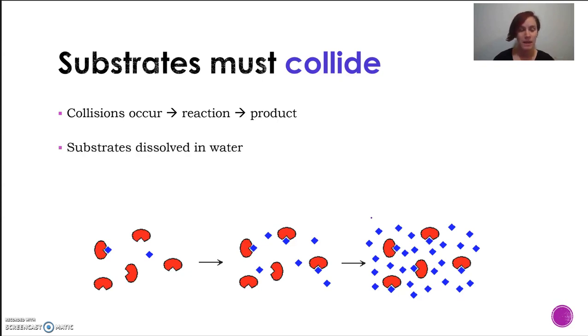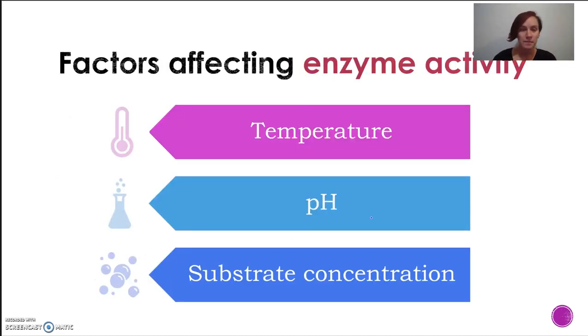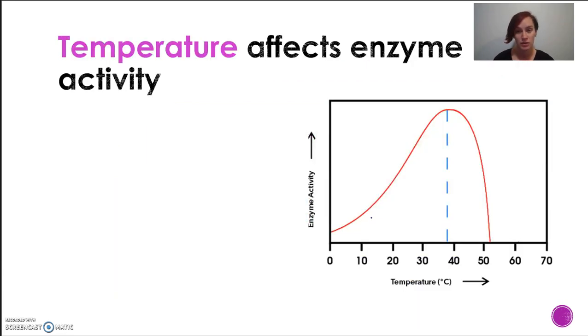Now, substrates are usually dissolved in water, and this both helps and hinders the process, right? It helps them because it gives them mobility to do that movement. However, there's so much space in a liquid for them to move around that, statistically speaking, there's not a lot of chance that they're going to run into an enzyme. So because of that difficulty aligning the substrate and the active site, many things impact the collisions occurring and therefore the overall activity of the enzyme and its ability to catalyze that reaction. The main things that are affecting enzyme activity: temperature, pH, and substrate concentration.